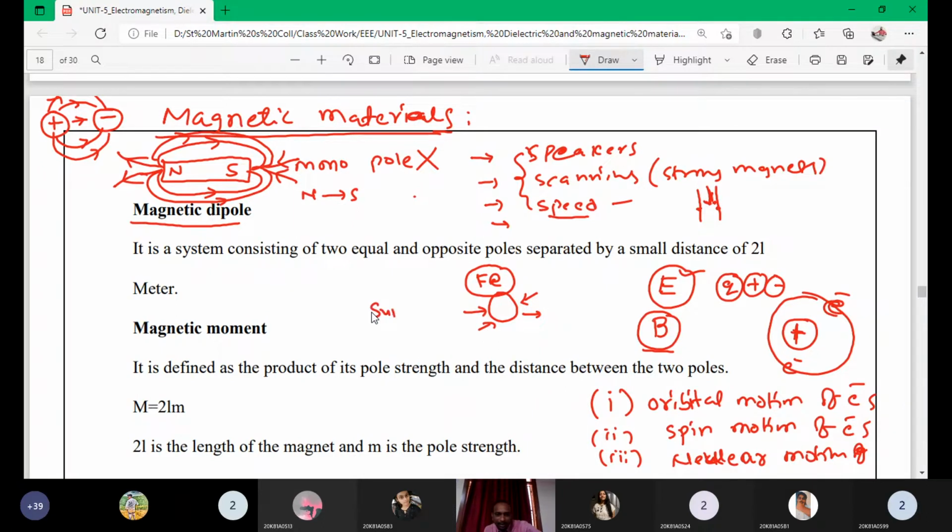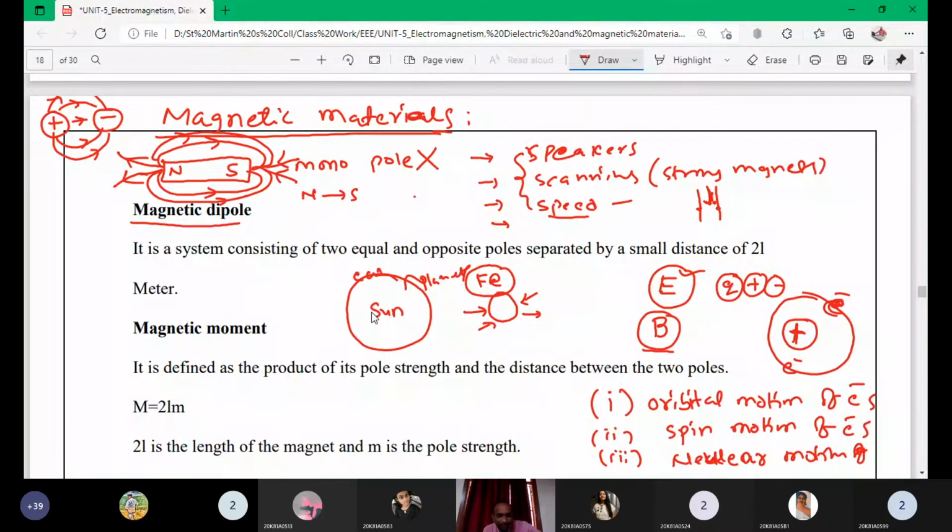This is the sun, and all planets will revolve around the sun. Here also, electrons will revolve around the nucleus, and the nuclei also revolve on themselves. So here the electron will revolve on itself and also revolve around the nucleus, like a planet.